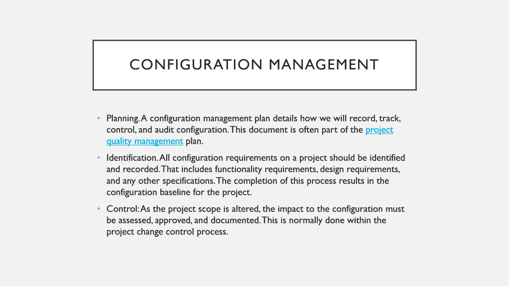Identification. Configuration requirements of a program should be identified and recorded. That includes functionality requirements, design requirements, and any other specifications. The completion of this project results in the configuration baseline for the project. The last one is control. As the project scope is altered, the input to the configuration must be assessed, approved, and documented. This is normally done within the project change control process.